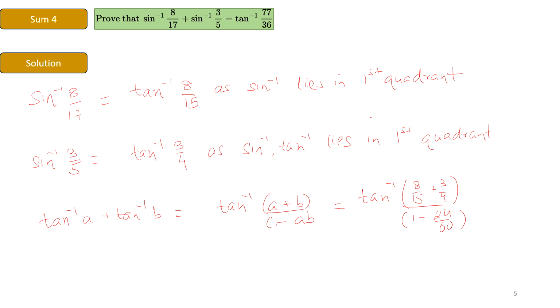In the next step, we use the formula of tangent inverse A plus tangent inverse B to simplify the left-hand side of the problem statement. In the final step, we see LHS is finally simplified to tan inverse of 77 by 36, which is the RHS of the problem statement, and hence proved.